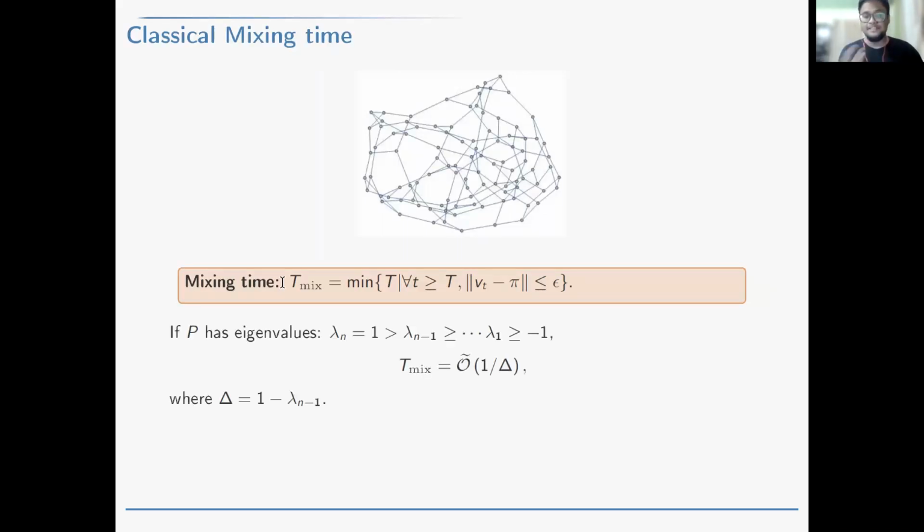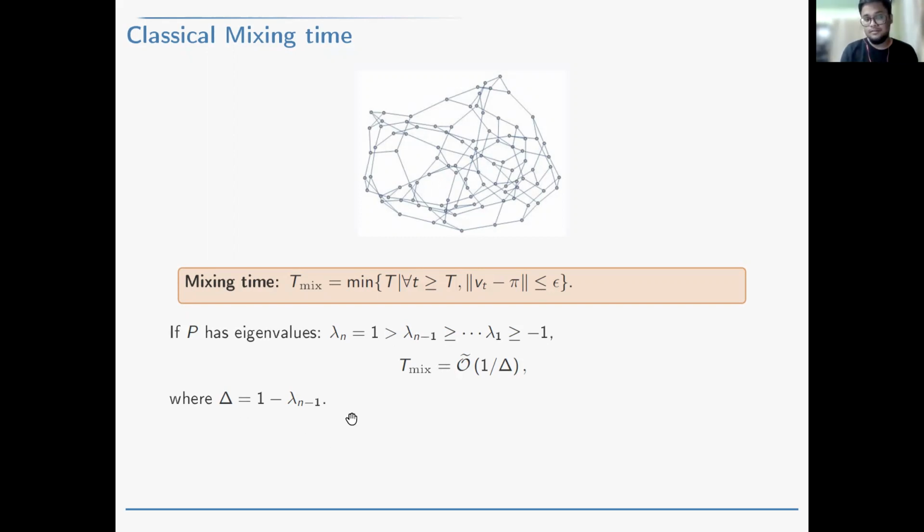I told you that P is a stochastic matrix, right? Because the entries of P are essentially the probabilities of transitioning between, say, two nodes, the rows sum to 1. And so the eigenvalues of P are between -1 and 1. And what we see is that the mixing time just depends on the gap between the two highest eigenvalues of P.